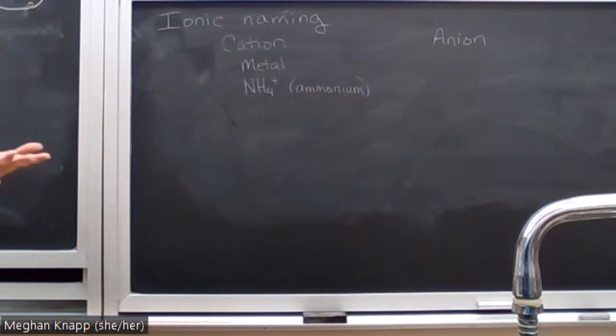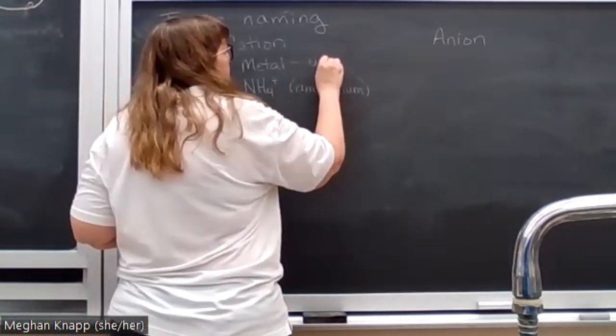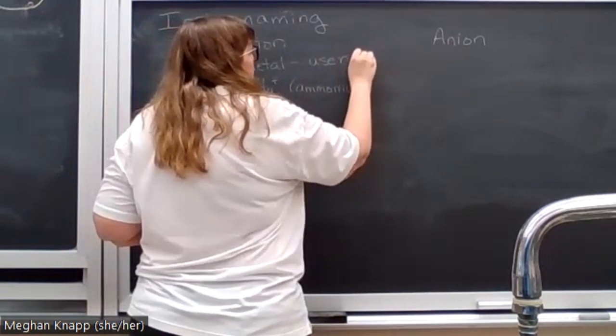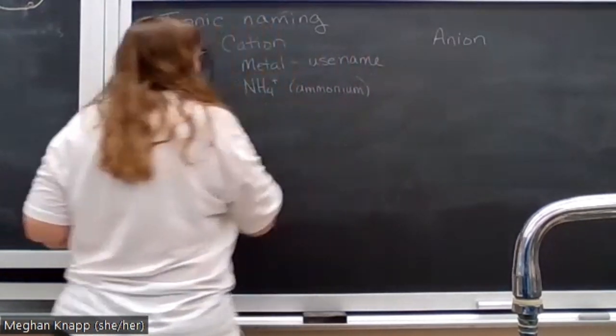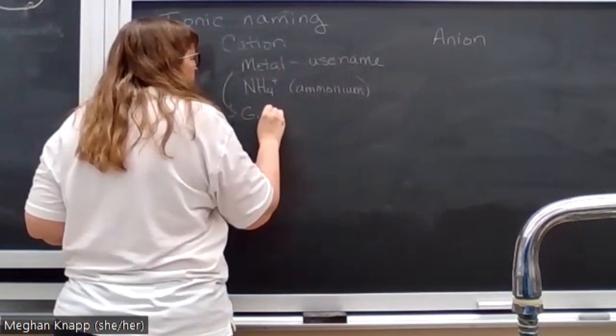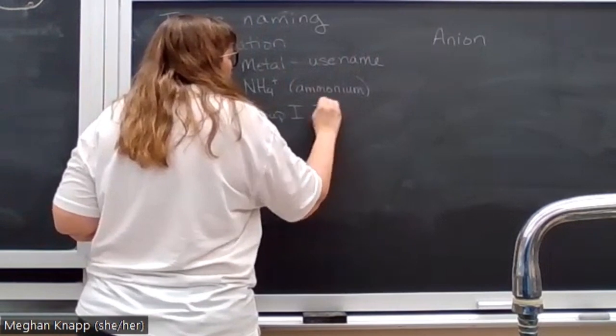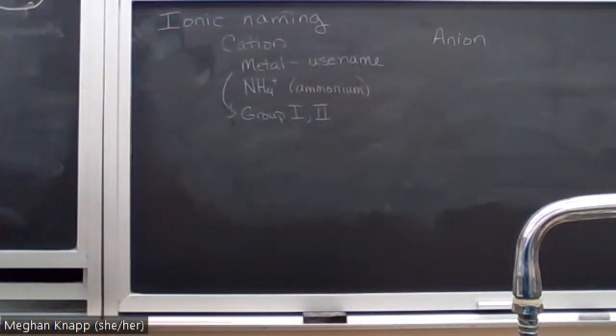All right, our anions are a little bit more complicated. So for the metal, we just use the name. In group 1 and group 2, we always know the charge. It's always either +1 or +2, depending on which column it's in. So we just stop there. We don't have to give any more information.